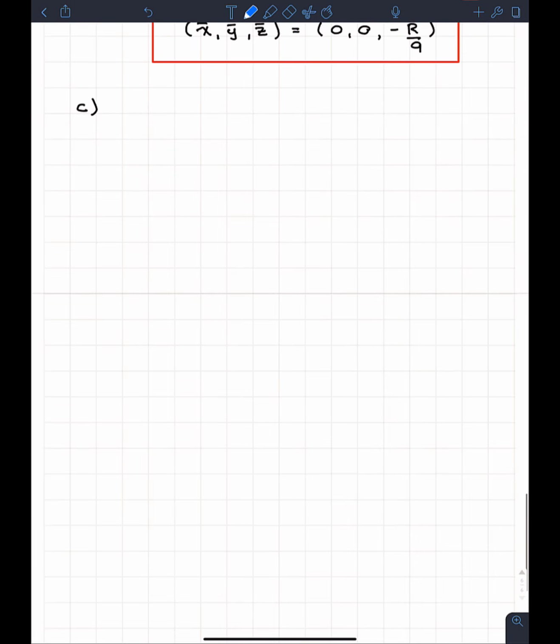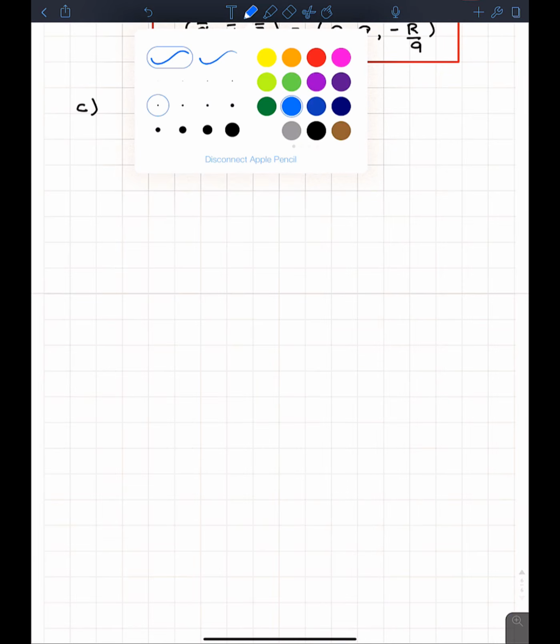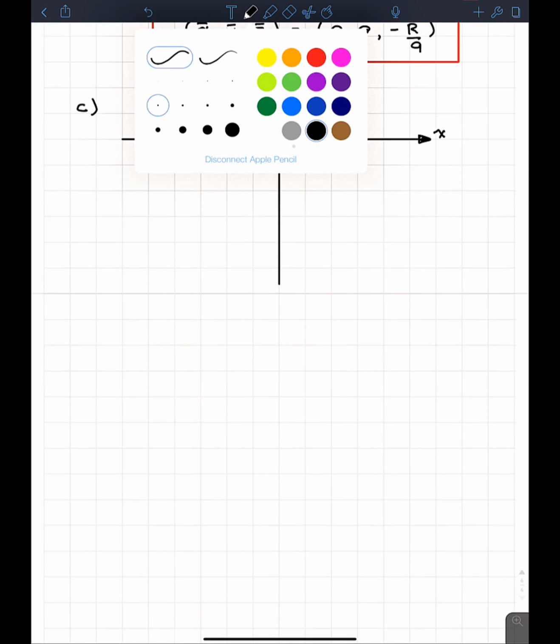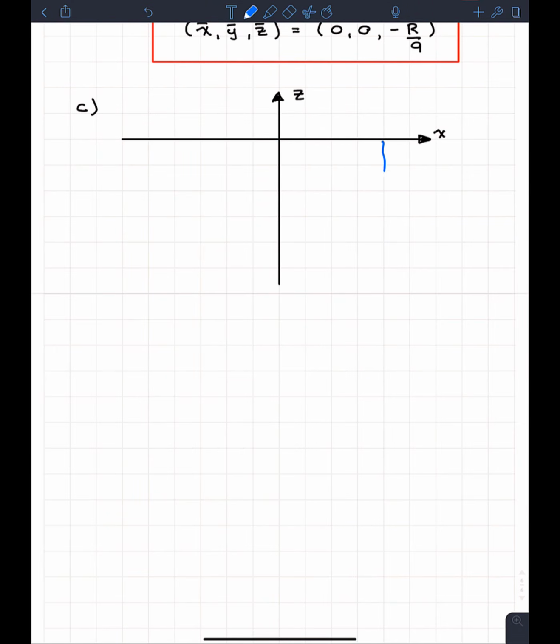So we come down here, and for part C, I'm going to draw my axes. So we have the z-axis like this, and then we have the x-axis up here. So this right here is z. This one is x. And our shape is actually just this.